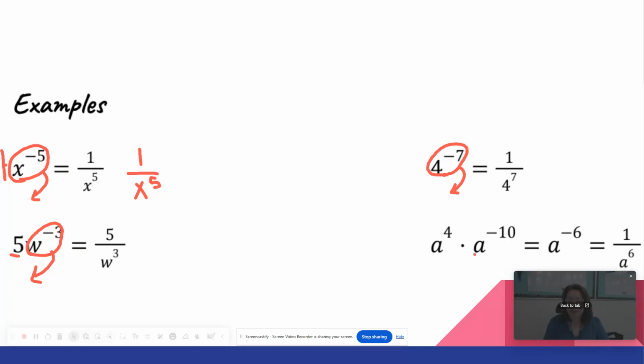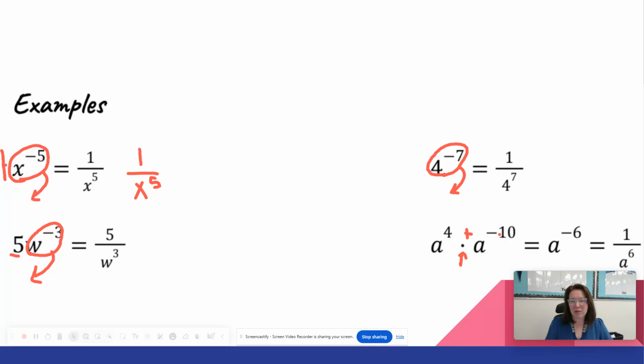Now here we're going to see we can use some rules we've learned before in combination with the negative rule. So when we have this multiplication sign, that tells us we can add our exponents together. 4 plus negative 10 equals negative 6. And then we can move it to the bottom of the fraction.